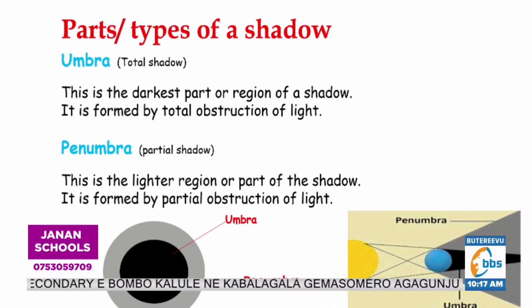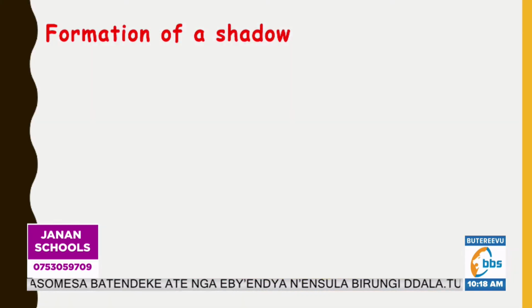Now, if they ask you how the umbra is formed, it is formed by total obstruction of light. And how is the penumbra formed? It is formed by partial obstruction of light. Hope we are together. Now, let's move on and look at the formation of a shadow in different objects.